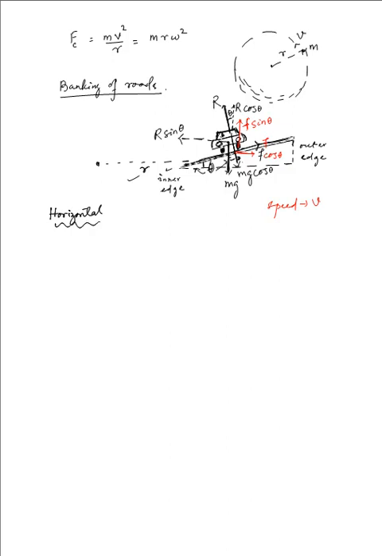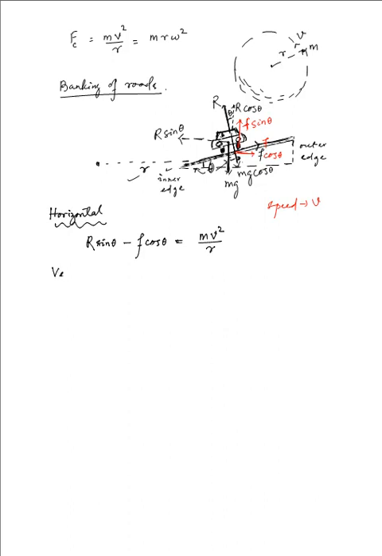So along the horizontal you have the R sine theta, which contributes to the centripetal force, but that's not all. There's an F cos theta which is acting exactly in the opposite direction. R sine theta is acting towards the center of the curved path, so that has to be greater than the F cos theta factor, such that you have a centripetal force involved. So this is mv square by r.